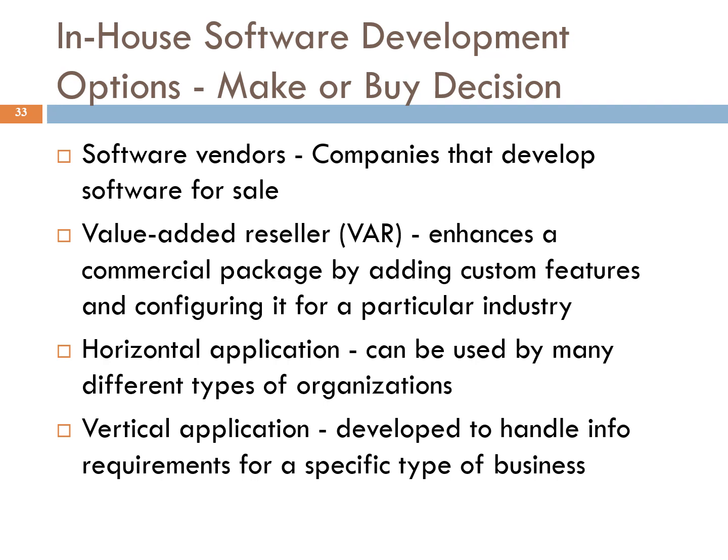There are two general types of software packages. The first one is horizontal application, which can be used by many different types of organization. Another type is vertical application, developed to handle the information requirements of a specific type of business. So vertical is specific, horizontal is more generalized.